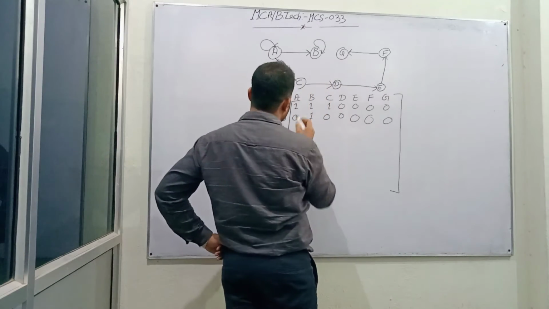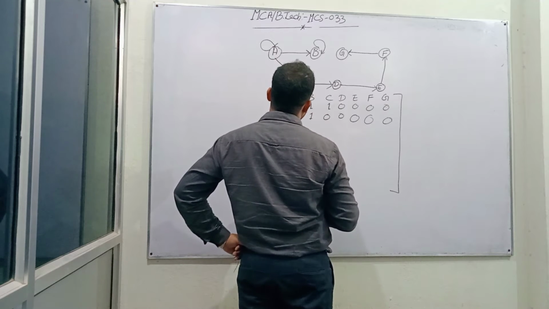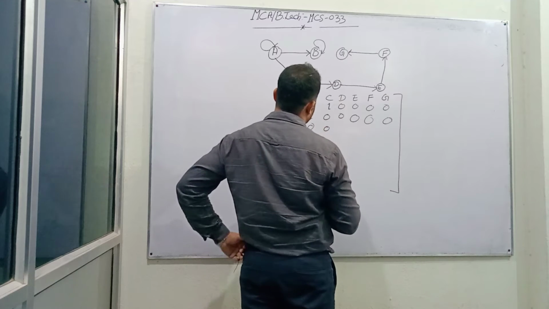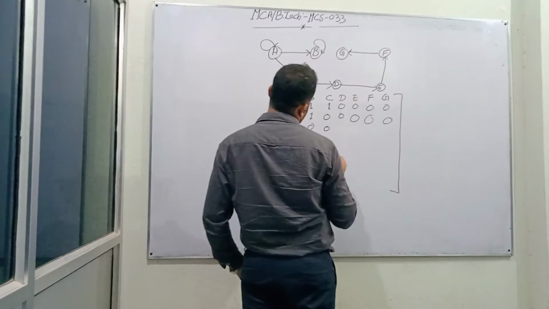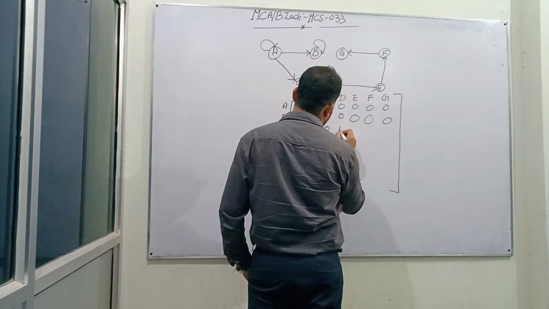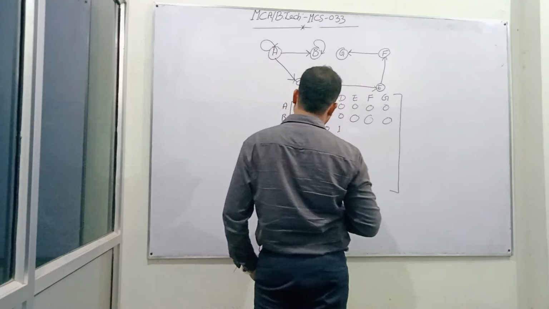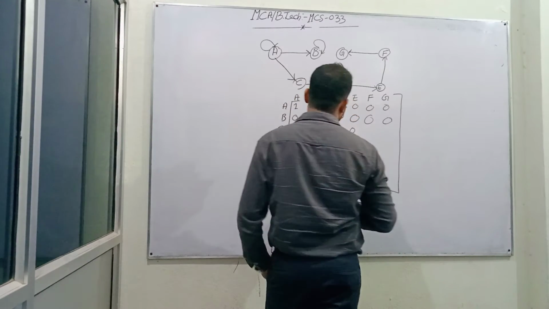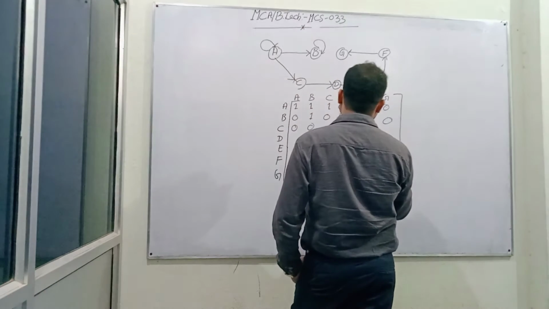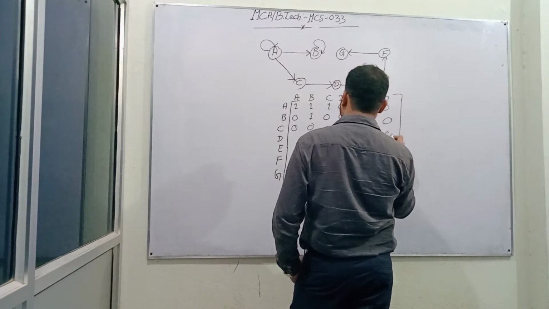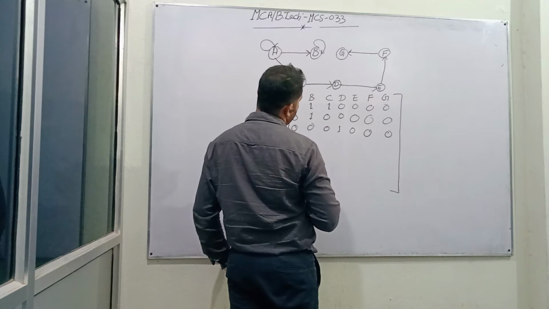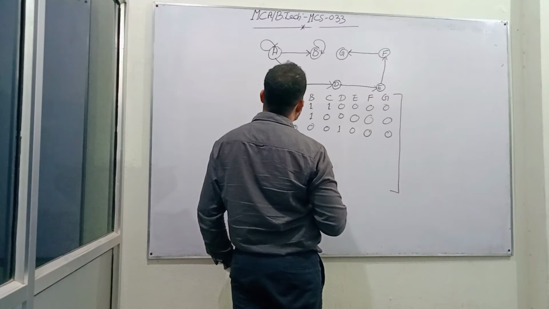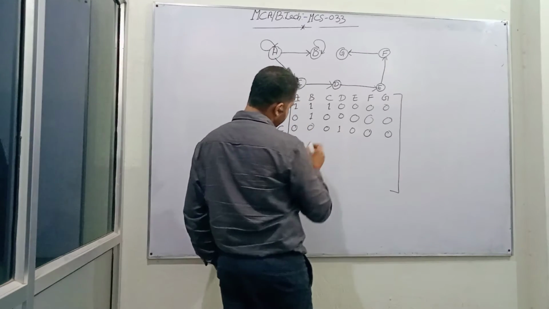Okay, again we will check C to A visited, no, 0. C to B visited, no, 0. C to C not visited, 0. And C to D, yes, absolutely, that is visited, so here we will write the 1. And again we will check the next vertex C to E, that is not visited, so we will write 0. C to F, no, 0. C to G, 0. Again we will check the next vertex D. D to A, no. D to B, no. So we will write 0.